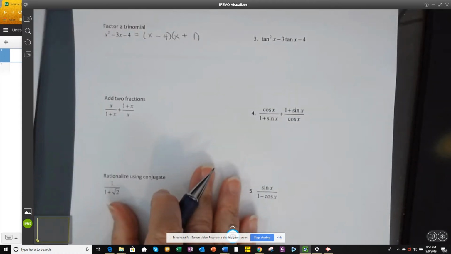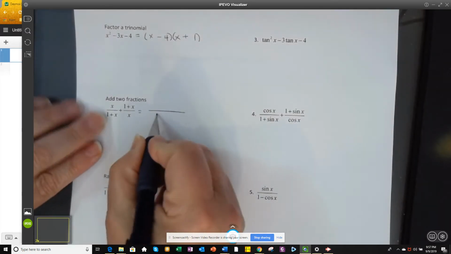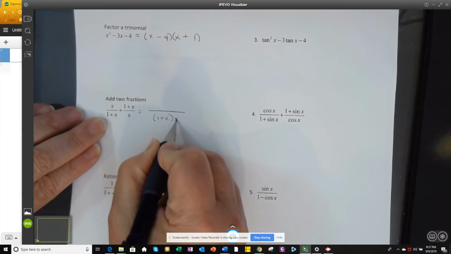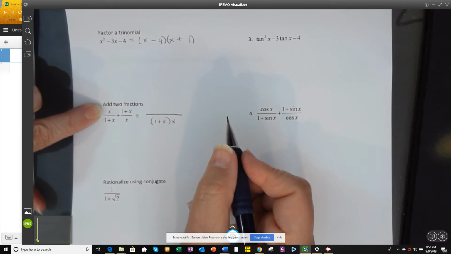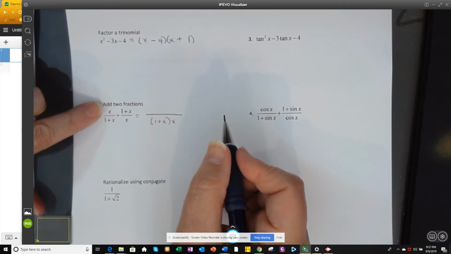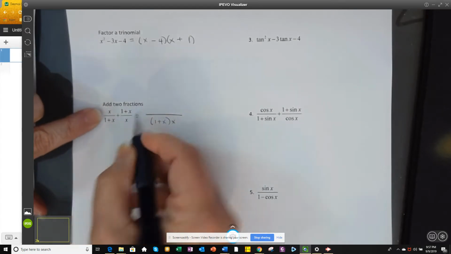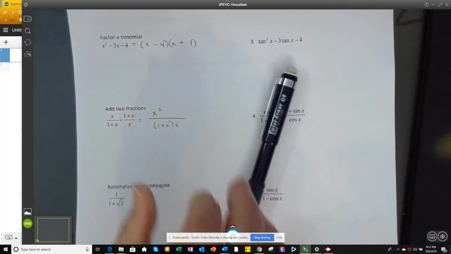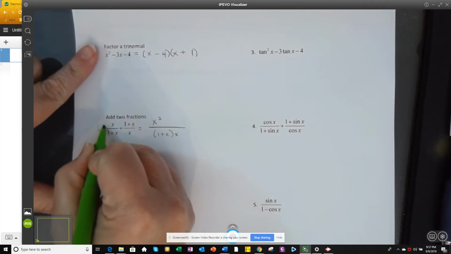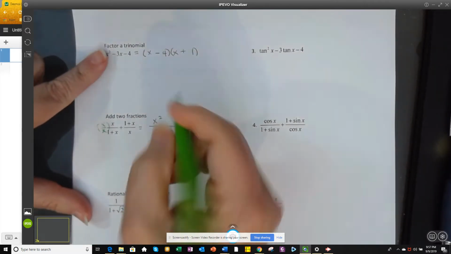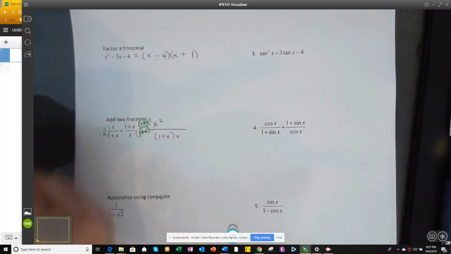All right, and then we're going to add two fractions together. And we have to find a common denominator here. And in this case, it would be 1 plus x times x. And then I have to multiply this first fraction by x over x because it doesn't have this denominator. I mean that we're going to multiply this one by x over x, and this one by 1 plus x over 1 plus x, so that we have a common denominator.